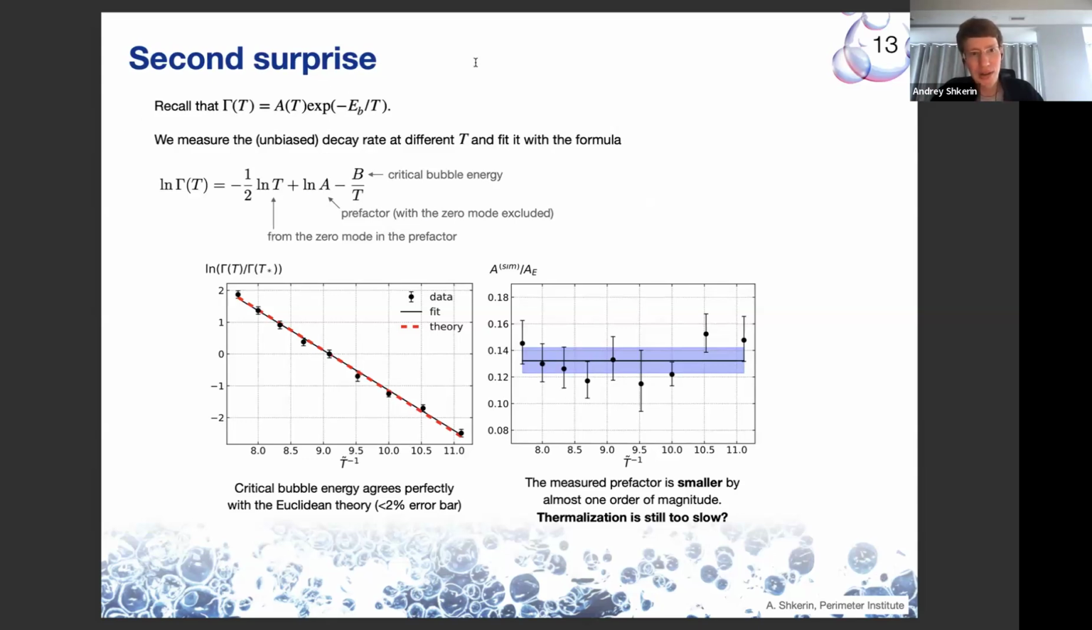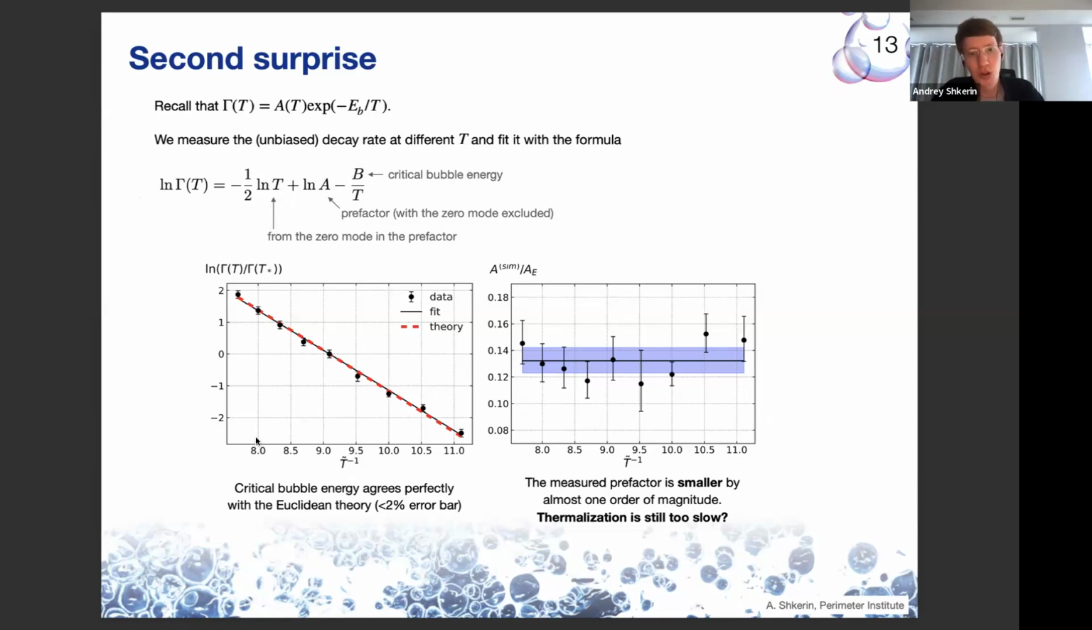So recall that the decay rate is given by this formula. A is a prefactor and E is the energy of the critical bubble. So we can parameterize this temperature dependence using this formula. B is a critical bubble energy measured in simulations, and A is a prefactor, and we separated the temperature dependence from the prefactor. We account for it independently because this is a universal temperature dependence which comes from the zero mode of the prefactor. So we just measure the unbiased decay rate at different temperatures, and we fit it with this formula, which has two fitting parameters. And this way we find the energy and the prefactor.